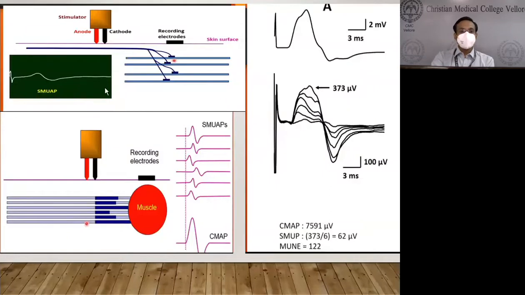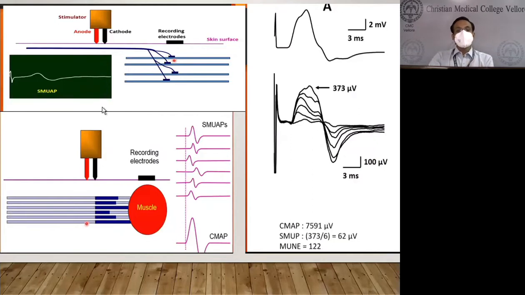Normally, when we are doing a routine motor nerve conduction study, we are stimulating the nerve supramaximally, and we are putting the surface EMG over the muscle. For example, in a median nerve study, you are stimulating the median nerve at the wrist, and you're putting the surface EMG electrodes over the APB. With supramaximal stimulation, you get a CMAP.